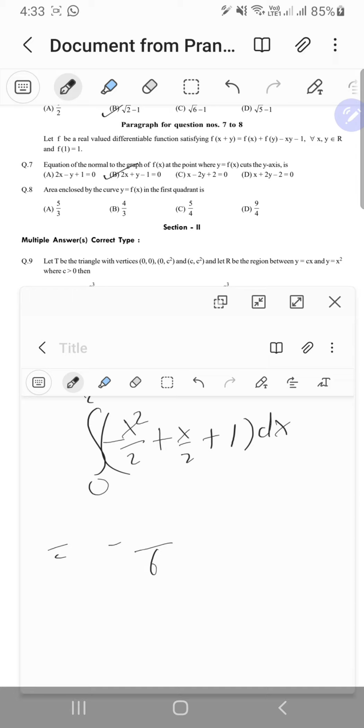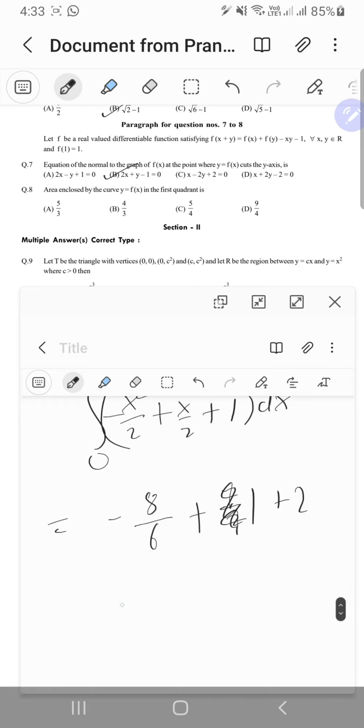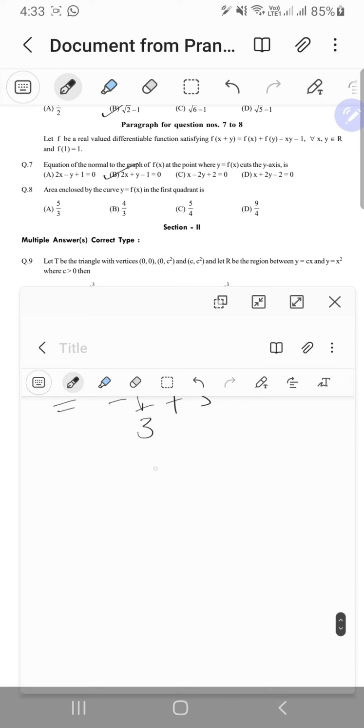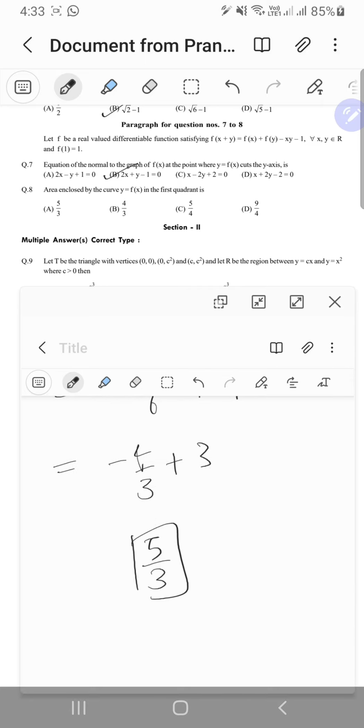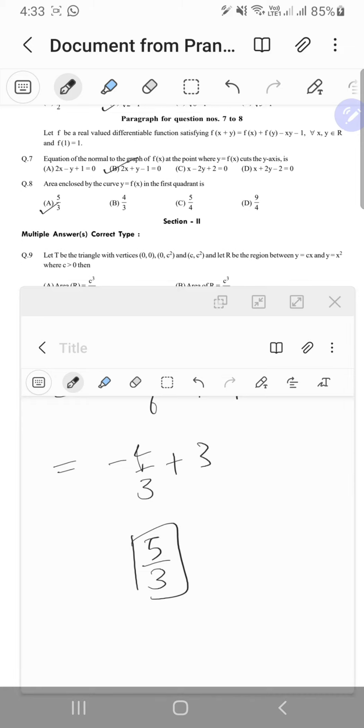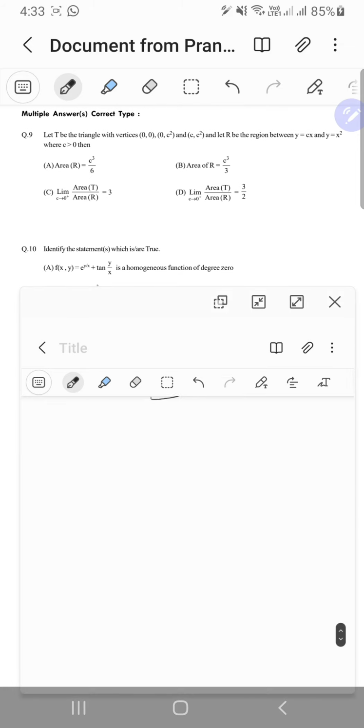Yes, and in this case x cubed is 8, plus x squared by 4. So 2 squared is 4, upon 4 cancels, just 1, plus x, which is 2 in this case. So this is negative 4 by 3 plus 3. So it's 9 minus 4, which is 5 upon 3. That's right. Next, let T be a triangle with vertices 0, 0.